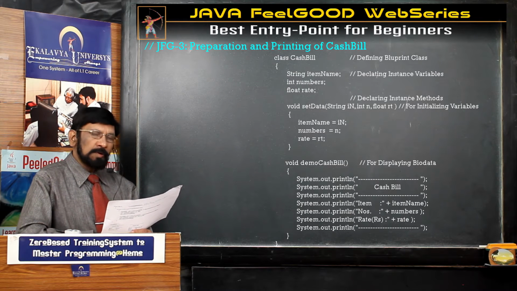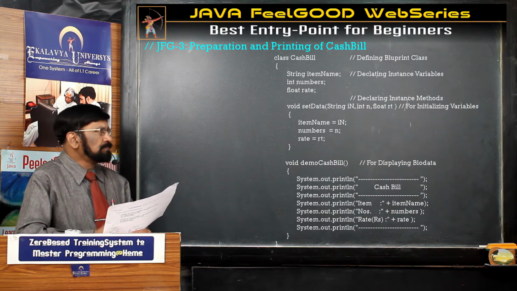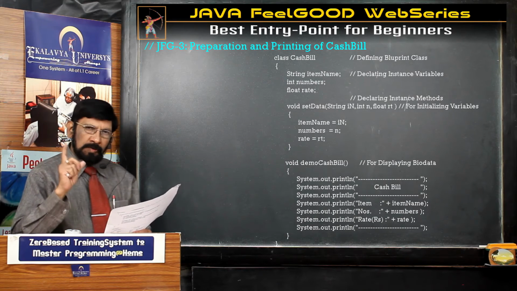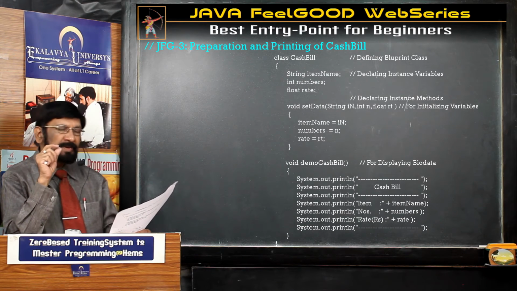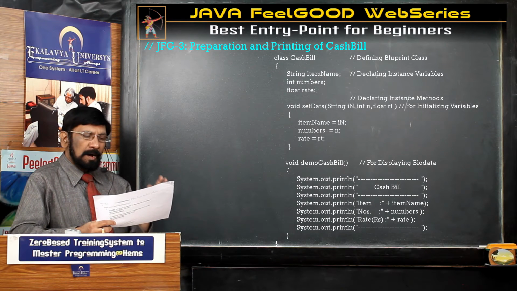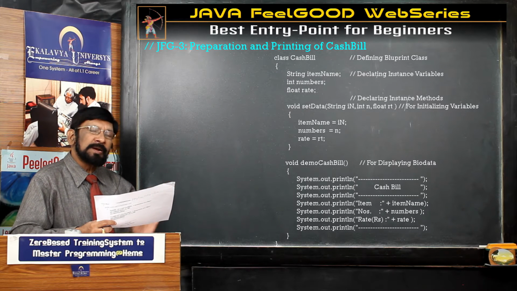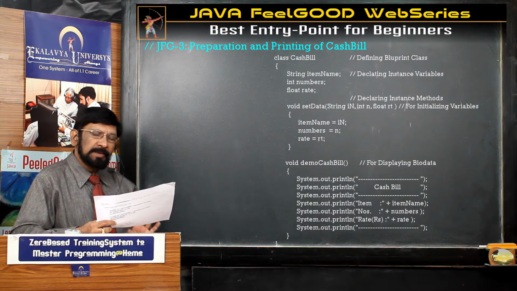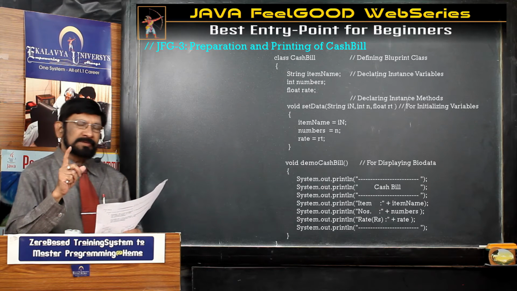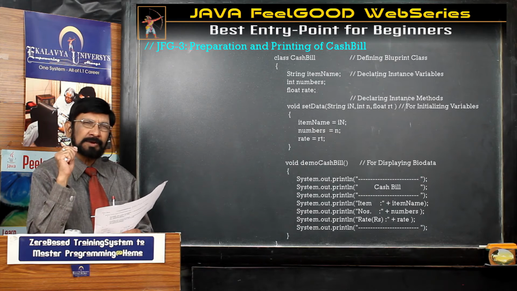Now, the setData method we have defined. Thereafter, the demo CashBill method. Actually, from the beginning, I am telling you with reference to output. That's why I am showing the output. So there are 7 lines. With reference to each of the 7 lines, you have to write an SOP statement. One thing I am telling you: in one concept I explained about SOP, without practicing, just practice for half an hour.